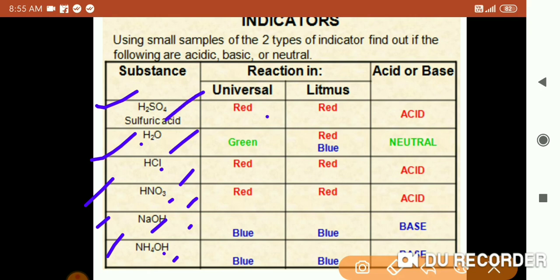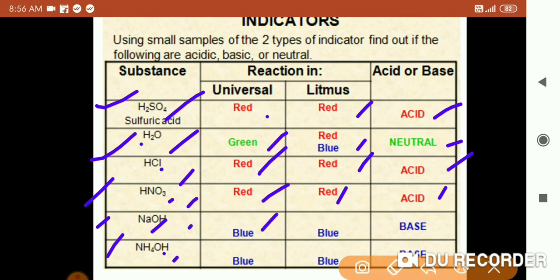When sulfuric acid is added to universal indicator, the color is red, as well as in litmus paper it is red. So it is concluded that the given compound is acid. Water shows a green color, and blue litmus remains blue, so the solution is neutral. Hydrochloric acid is red, so the conclusion is acid. With nitric acid, the universal indicator becomes red, blue litmus paper turns red, and hence it is acid.